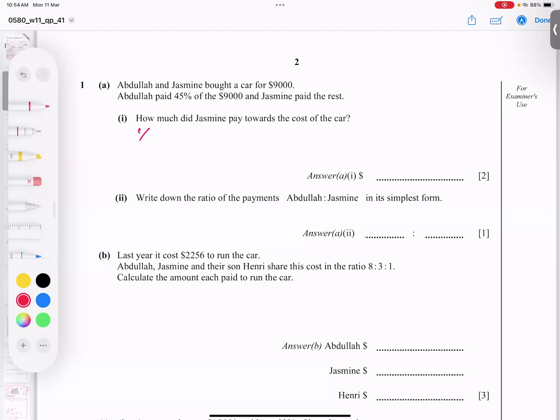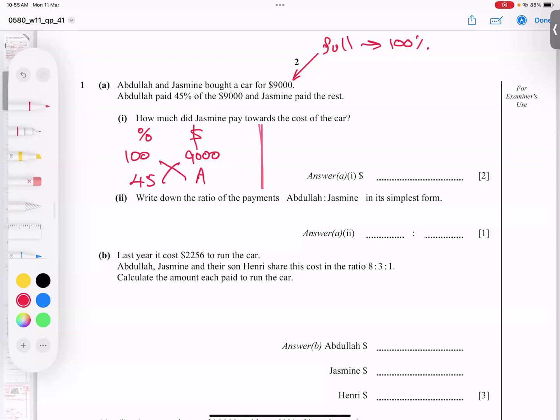I'm writing two titles here, percentage and dollar sign. This is called the full amount, and for the full amount we always take 100%, make sure. So in front of $9,000 I will write 100 here. But how much is Abdullah paying? 45%, so I'm writing 45%. And here A for Abdullah's amount. This is one technique.